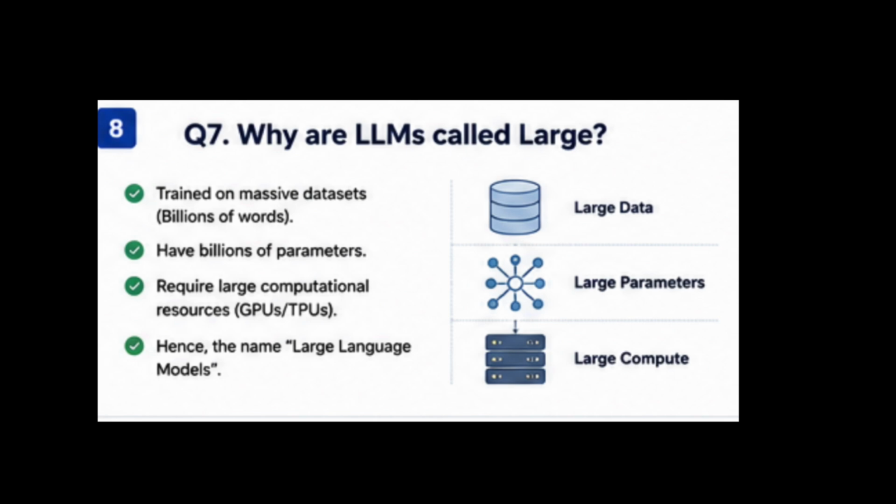Why are LLMs called large? They are called large language models because they are trained on enormous data sets, contain billions of parameters, and require significant computational resources for training. The word large refers not only to the amount of data but also to the size and complexity of the model.